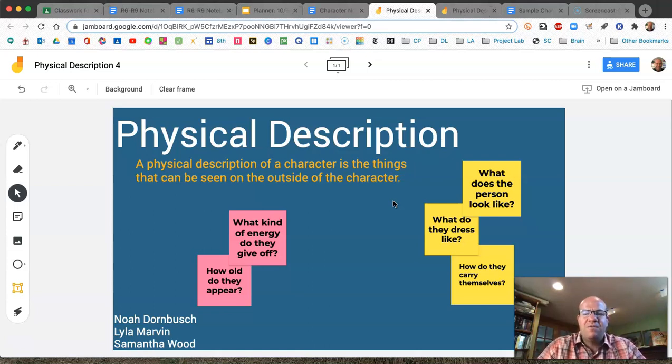But I want to use these for me, myself, to figure out a working definition of when I think about a character or someone, what's the definition of their physical description? What does that actually mean? And then what questions do I have to ask myself to be able to truly understand that element of their personality or of their character?